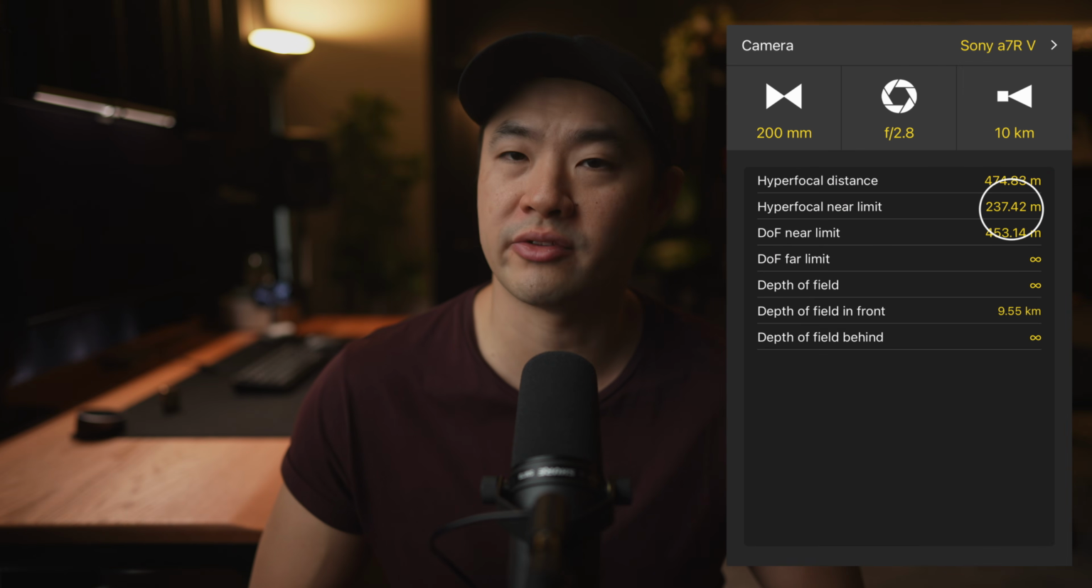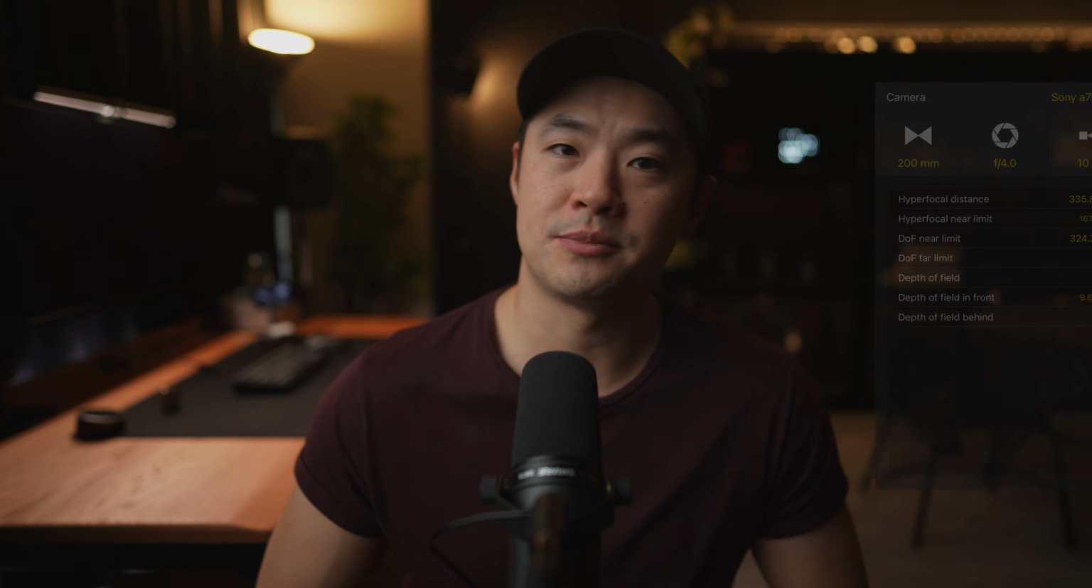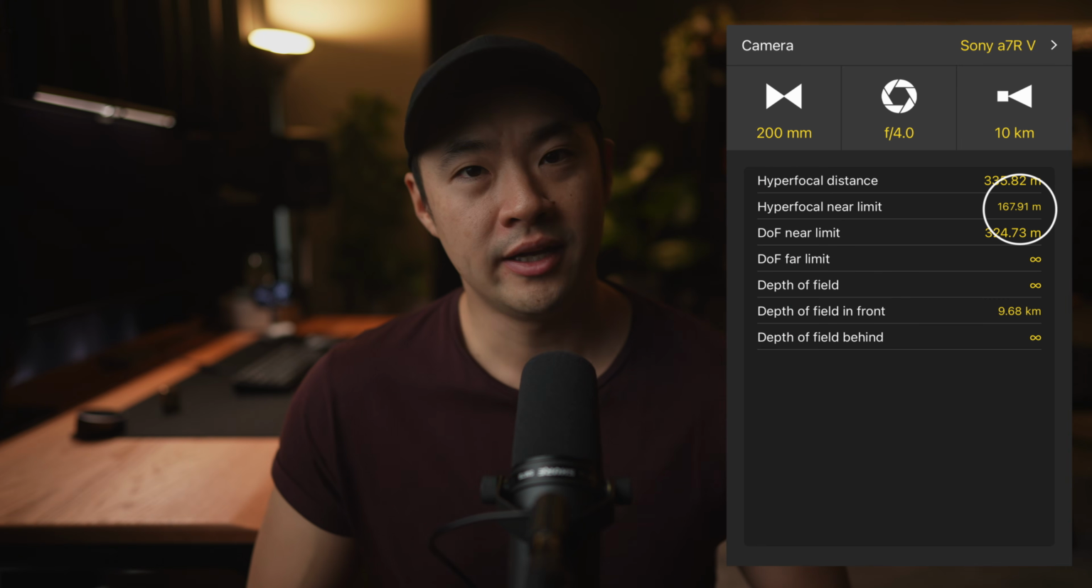So when you're shooting landscapes, chances are your subjects are going to be mountains or other things that are super far away from you. So most of the time, those things are going to be more than 1.5 meters away from you. At the other extreme end, at 200 millimeters, at f2.8, the hyperfocal near limit is 237 meters away. At f4, that comes down to 168 meters away. And again, if you're shooting landscapes, most of the time when you're picking out details in your scenes, they're going to be further away than that.